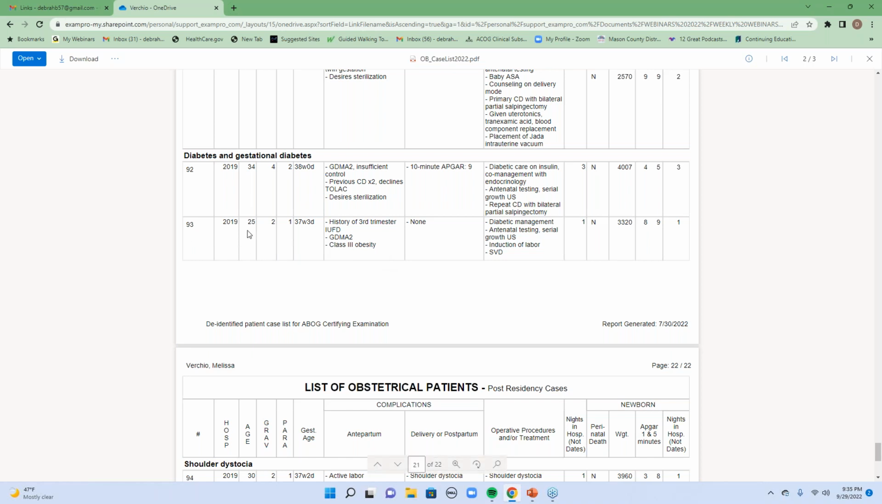So let's look at patient 93. This was your 25-year-old G2P1. She had a history of a third trimester IUFD. She's GDMA2 and has class 3 obesity. So when she comes in with her class 3 obesity, how did you counsel her about her risks of obesity in pregnancy?